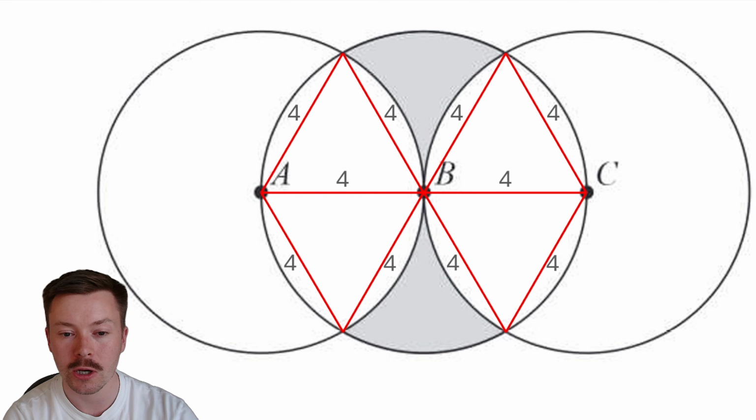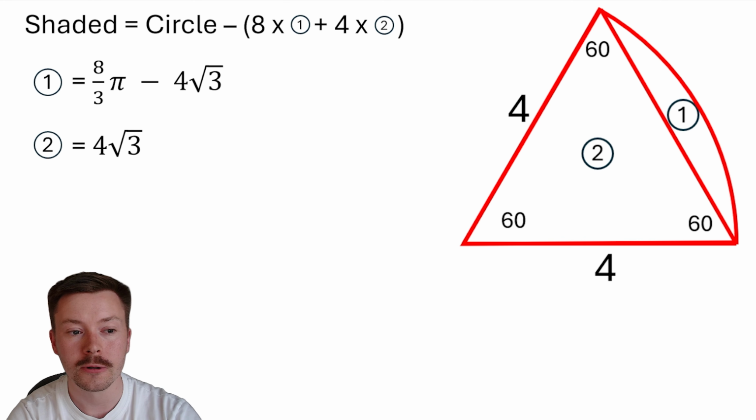It's a little bit easier to see now with the labelling that if we subtract 4 root 3 from 8 over 3 pi, we're going to get the area of 1, which is the area of the segment. So take those away like that. Now, we only actually need 1 and 2, so let's get rid of 1 plus 2, which is the area of the sector. Now, we then need 8 lots of equation 1.